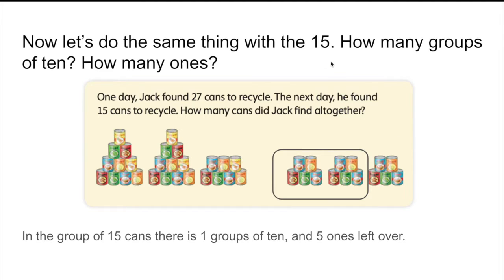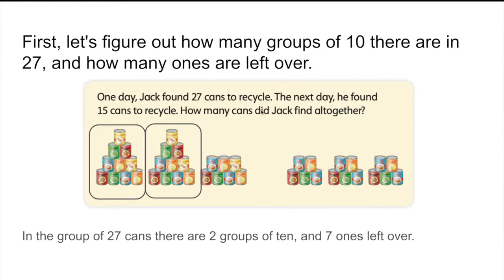You can see that by looking at the number 15. 1 in the tens place means 1 group of 10. And the 5 ones in the ones place. It works with the 27 also. The 20 is 2 groups of 10. There's a 2 in the tens place. And the 7 is the ones place. There are 7 ones.